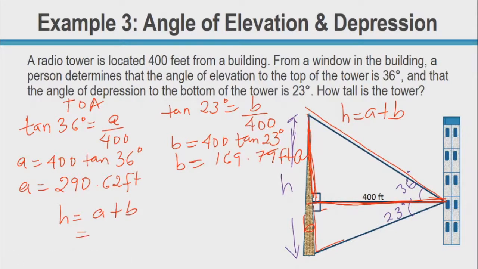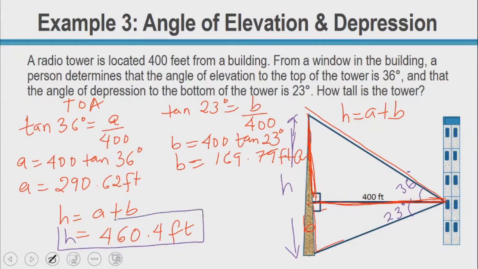So now the height of the tower will be A plus B. So if you put that into your calculator, this will be 290.62 plus 169.79. So you are going to be able to get 460.4 feet. And this is the height of the tower. So the height of the tower is 460.4 feet.